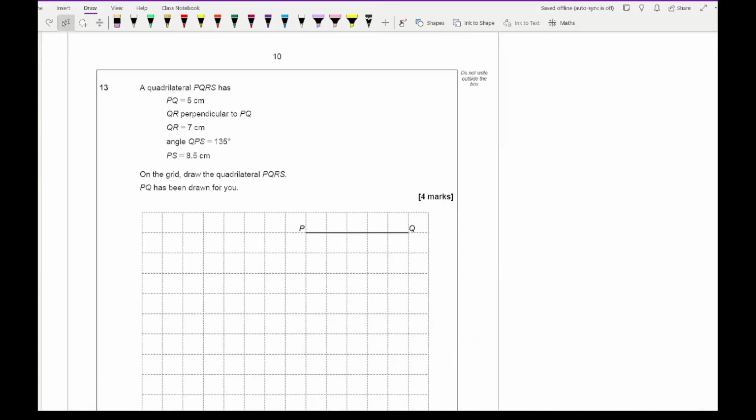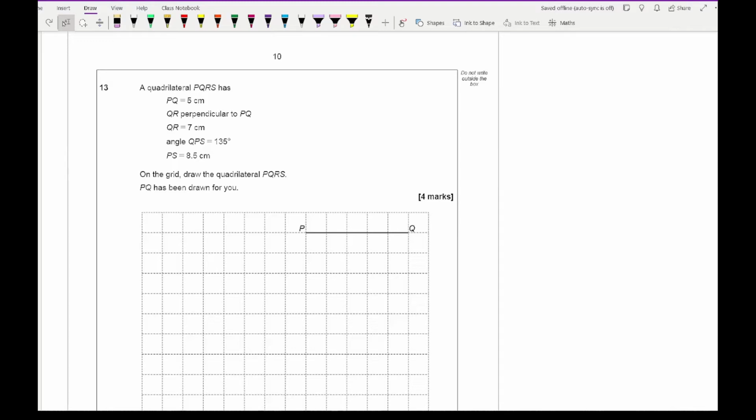Now looking at question 13, it says that quadrilateral PQRS has PQ 5 centimeters, QR is perpendicular to PQ, QR is 7 centimeters, angle QPS is 135 degrees, and PS is 8.5 centimeters. On the grid, draw the quadrilateral PQRS. PQ has been drawn for you.